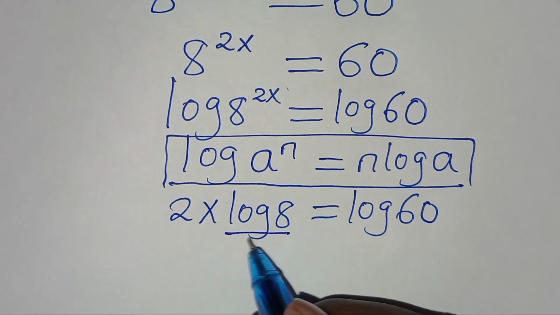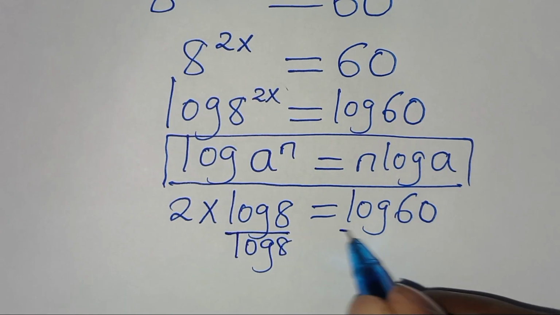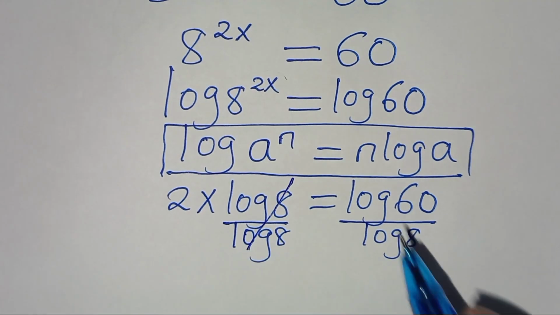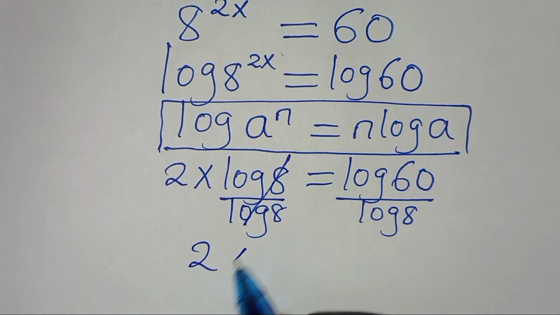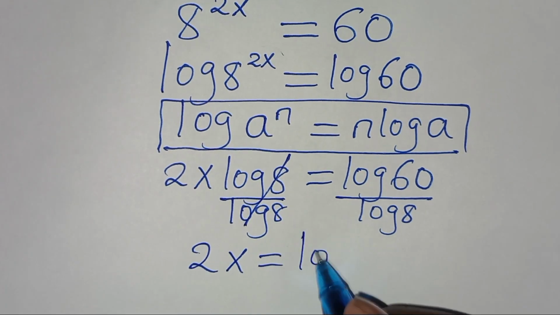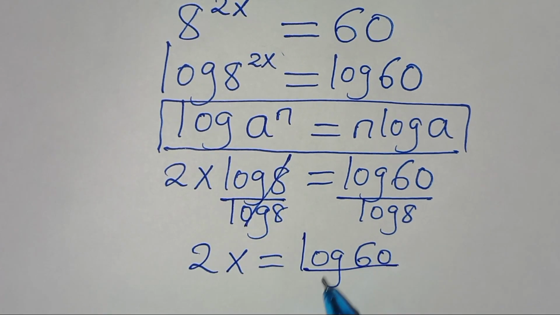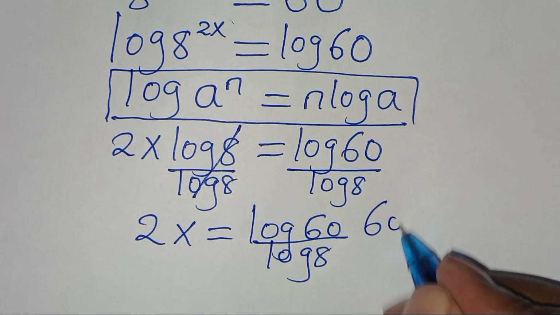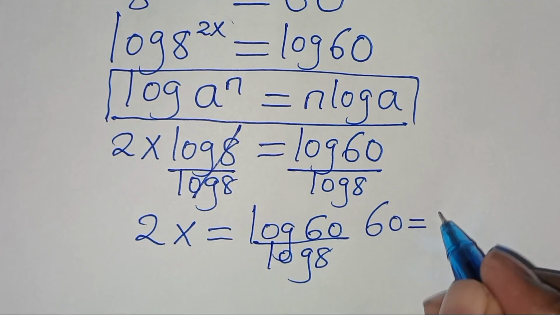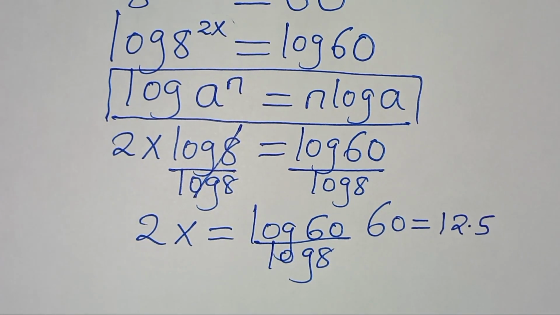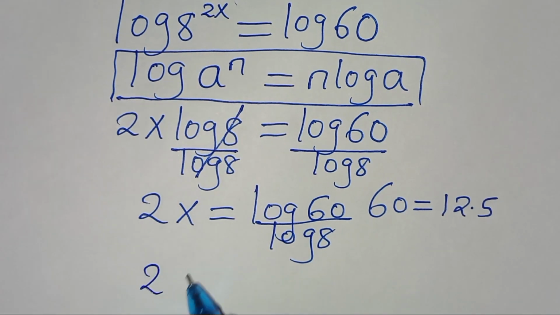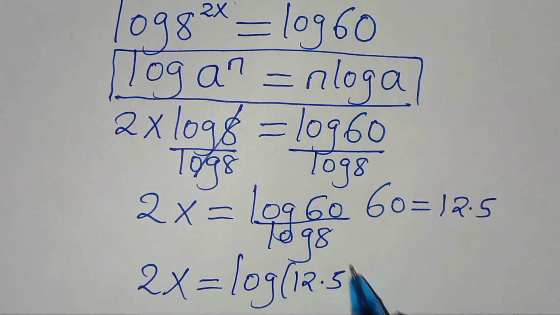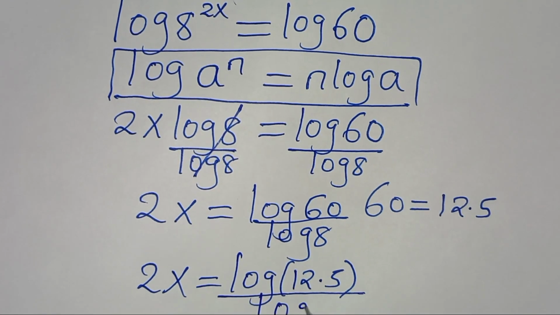Now, let's divide both sides by log 8 and also here by log 8. Now, let's simplify here. Log 8 and log 8 simplifies so that we have 2x is equal to log 60 over log 8. Now, we can express 60 as 12 times 5. So in this case here, we have 2x is equal to log 12 times 5 divided by log 8.